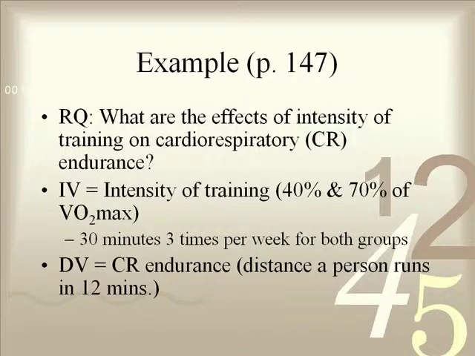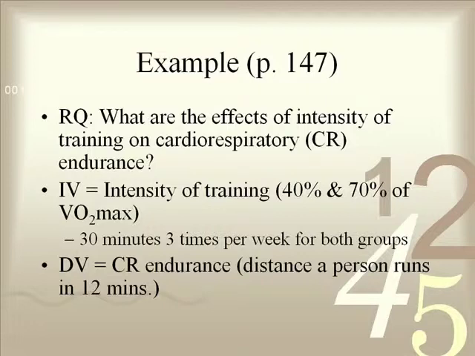Alright, so I'm going to give you an example of an independent t-test. This comes out of our textbook on page 147. If you want to read that, follow along. I've tried to give you language that I want us to use in this class. So I developed a research question. The research question: what are the effects of intensity of training on cardiorespiratory endurance? So our independent variable, we have two groups, is the intensity of training. We have 40% of VO2 max and 70% of VO2 max.